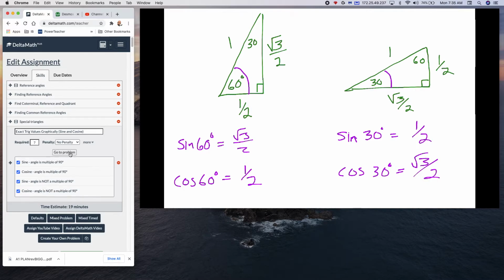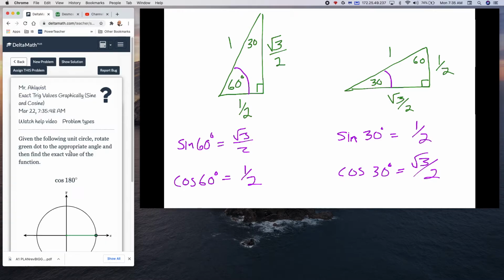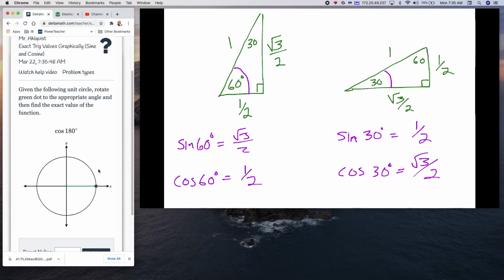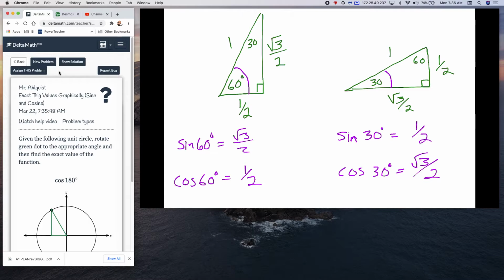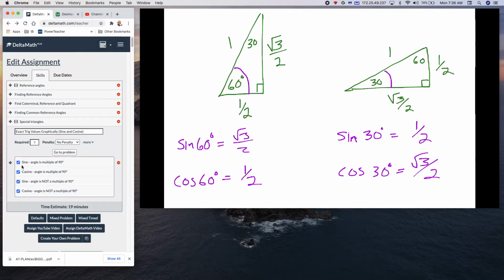Let me show you what type of problem you're going to have. You're going to have a problem that's something like this. Think of this circle as being a rotation of this green dot. It says, given the following circle, rotate the green dot to the appropriate angle and then find the exact value of the function. Notice if I rotate this around, I'm going to get a different problem, so hold on. Let me go back here, dump those, and go to the problem now.